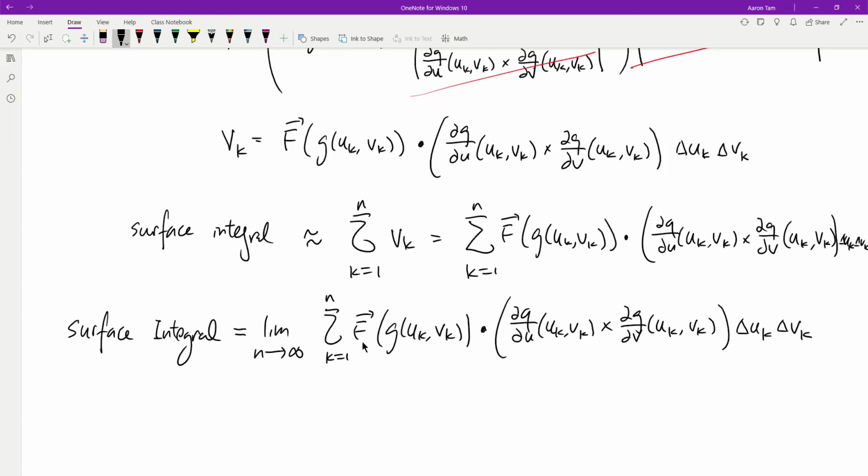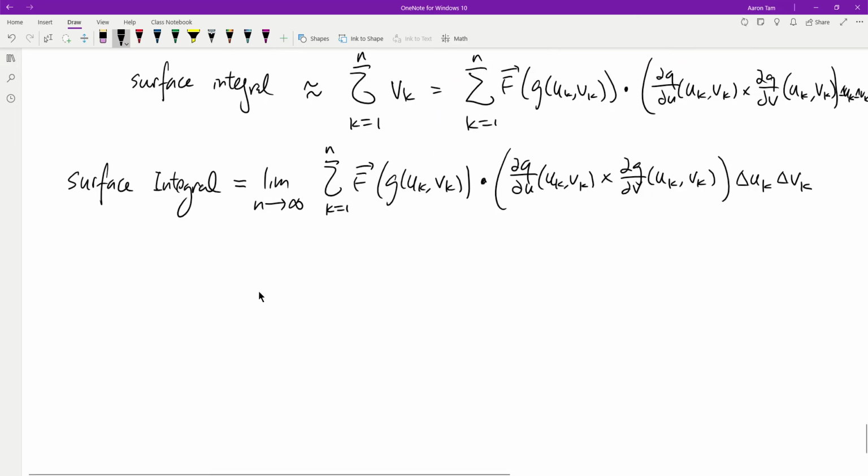And so because it's an infinite sum, we don't know whether it converges or diverges. But because this is a Riemann sum, we know that it converges to a value. And that value is what we call the surface integral. So now I'm going to give you the definition of the surface integral.